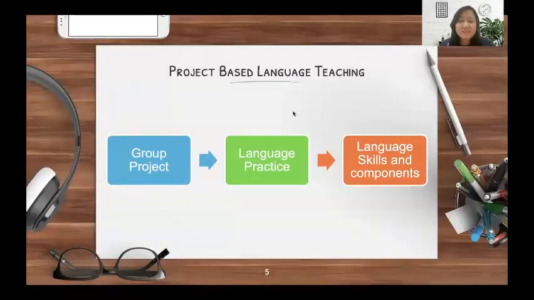Besides language skills, the activities in project-based learning also help students improve their vocabulary and grammar. It is supported by Sukiawati 2021, who stated that project-based learning can improve student vocabulary and grammar. So it can be said that project-based learning engages students in activities that improve their language skills and also language components in the target language.